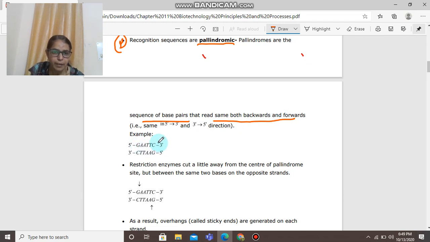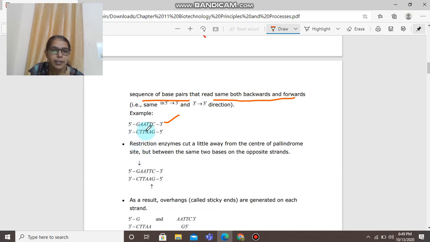For example, if you study this sequence, how will you read it? You will read it like G, A, A, T, T, C. This is the sequence that you will read in the 5' to 3' direction. Now in the second one, if you read from 5' to 3', what will be the sequence? G A A T T C. In the first it is GAATTC, in the second GAATTC. Now what will you observe here?